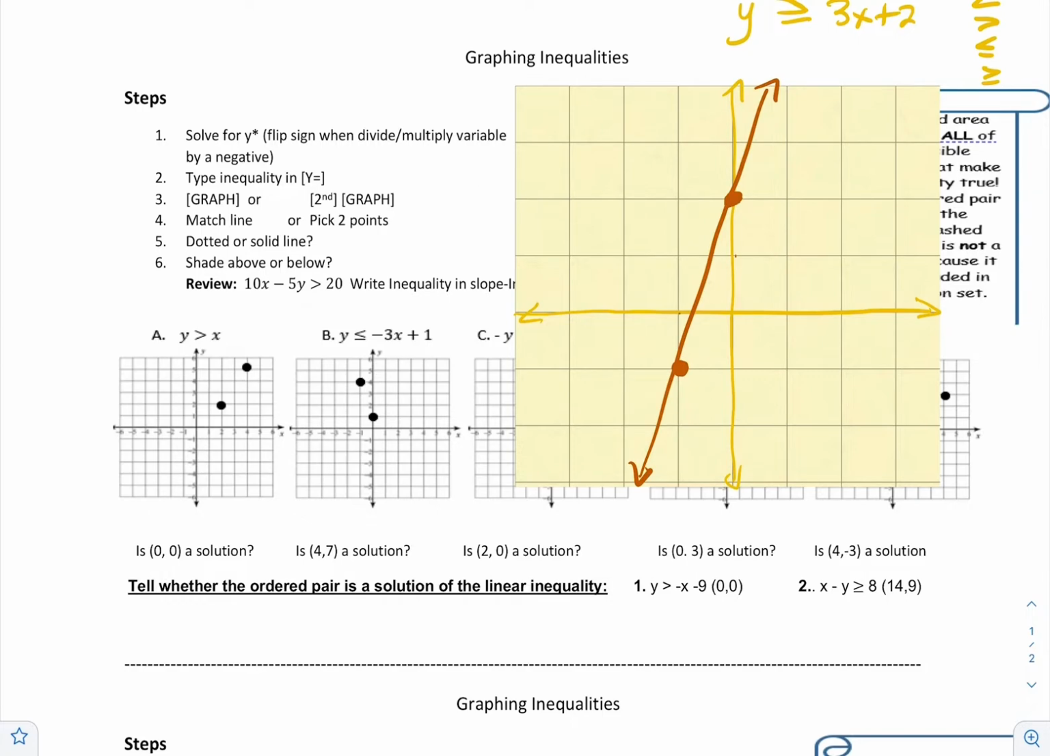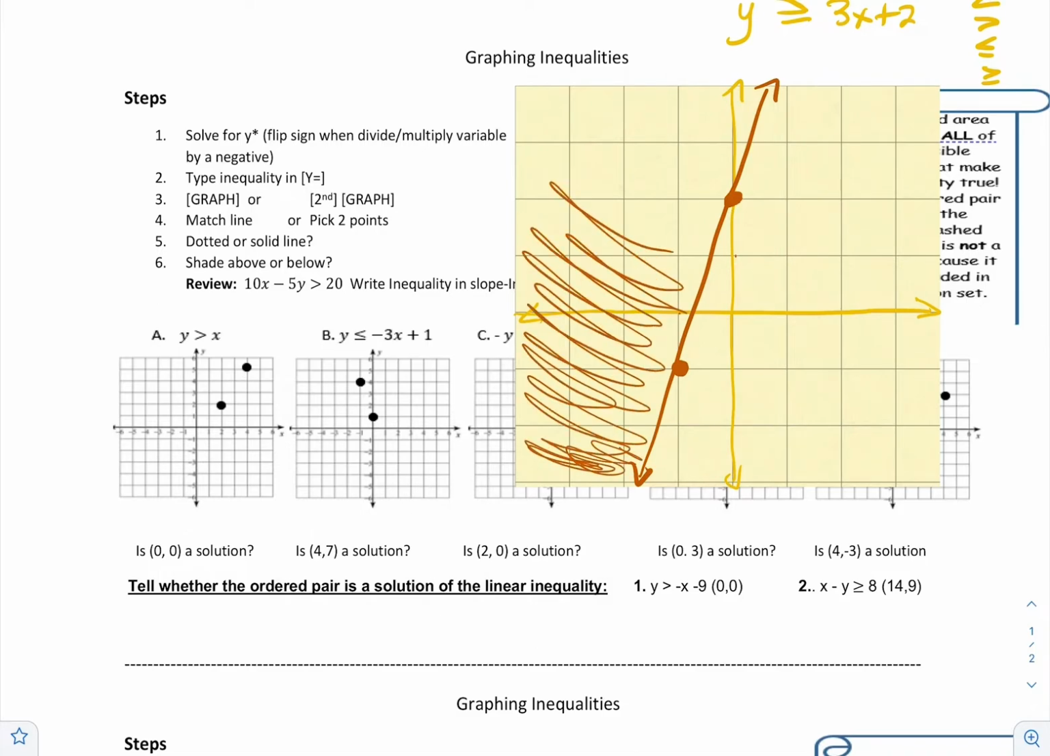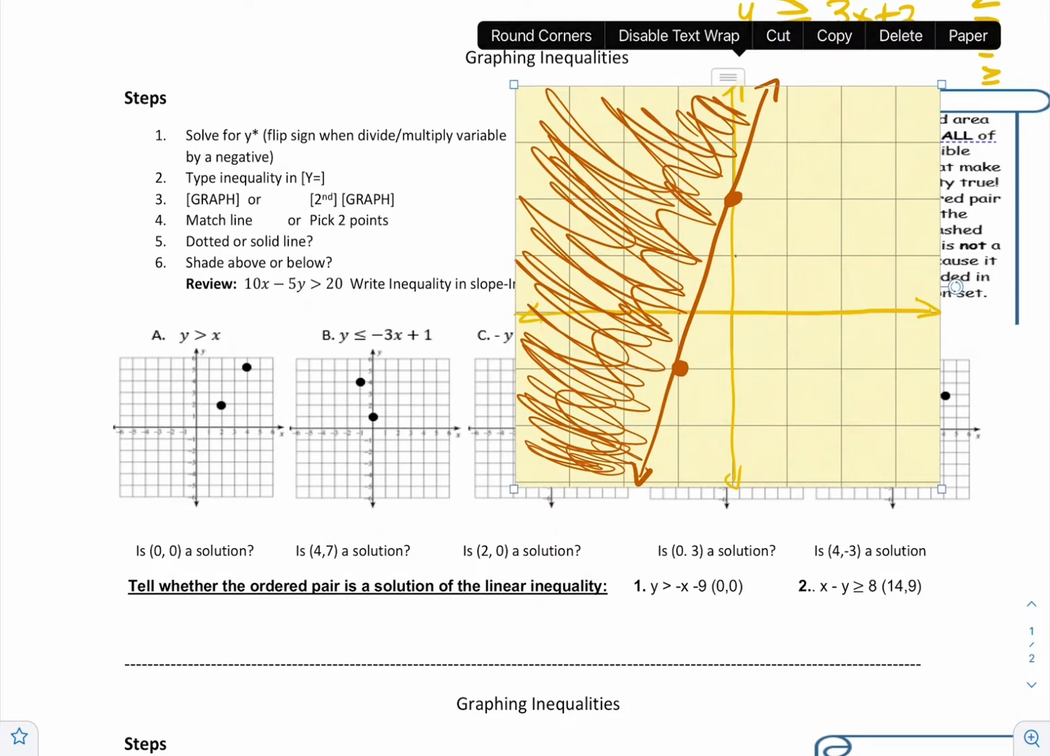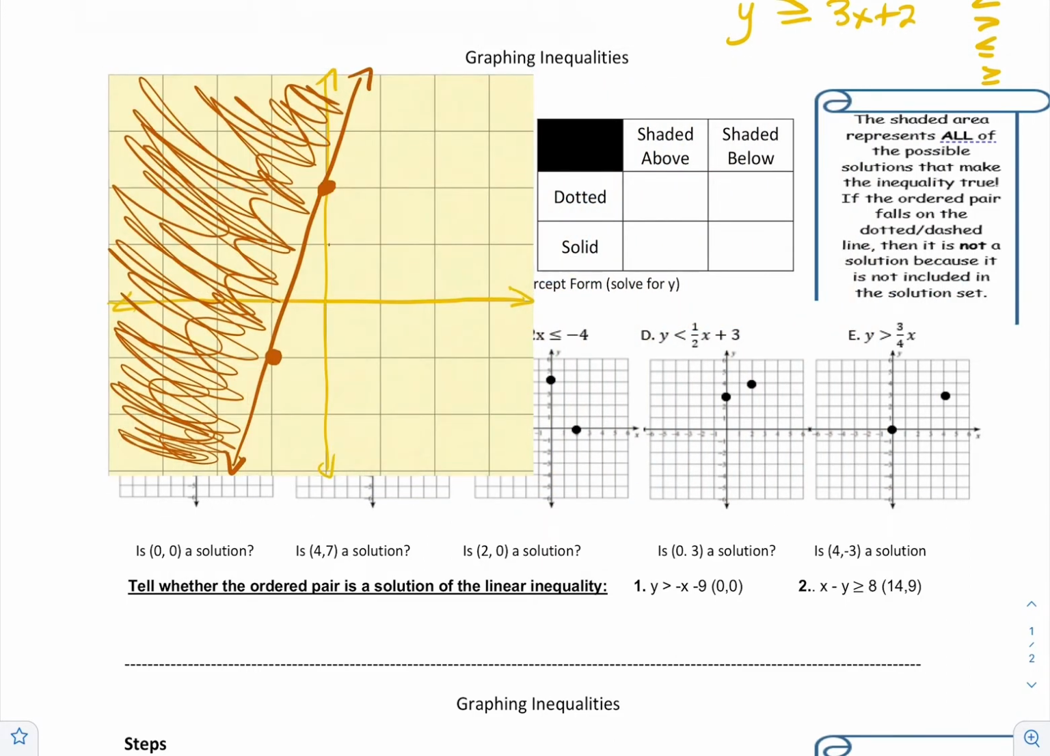But we just said we want the graph of greater than or equal to, so therefore we have to do some shading on this graph. We're just going to shade this way. Whenever our graph is greater than or equal to, our graph is going to be solid and we're going to shade above, just like this. All right, just like that.